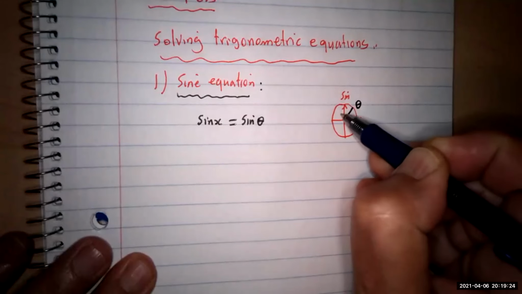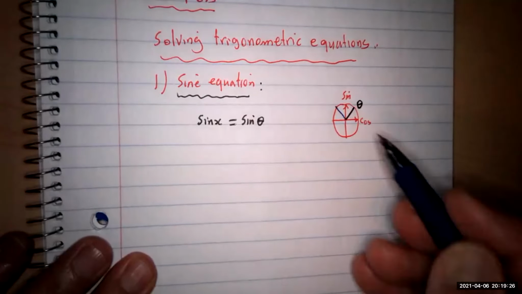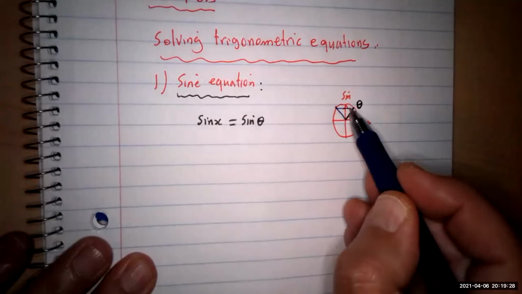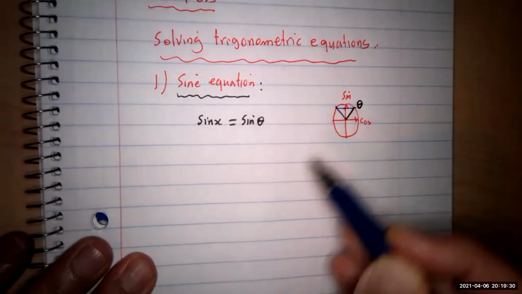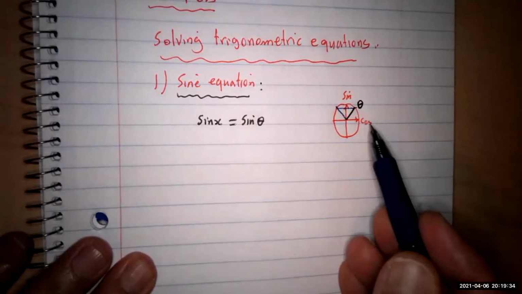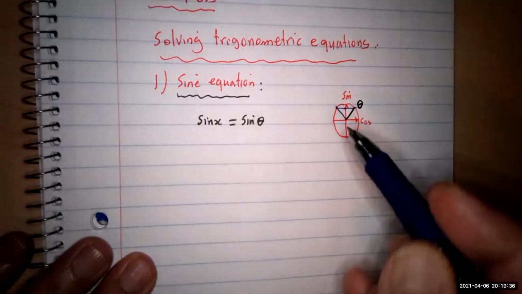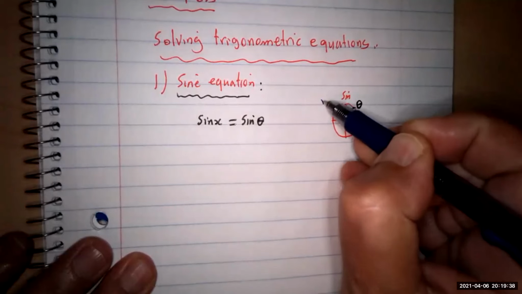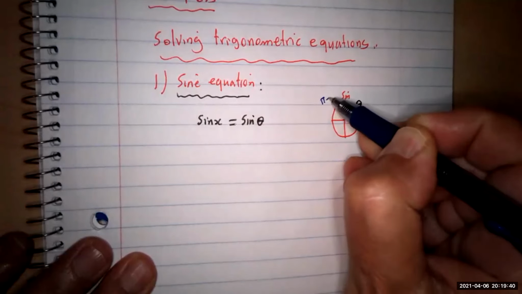So this one over here, because the sine of both of them is going to be the same. This is going to be your theta. In order to get the second one, this is 180 degrees. So this portion over here is going to be pi minus theta.